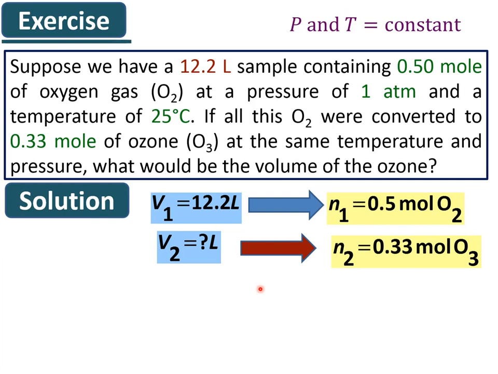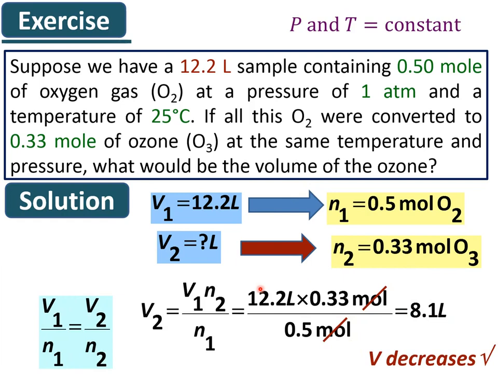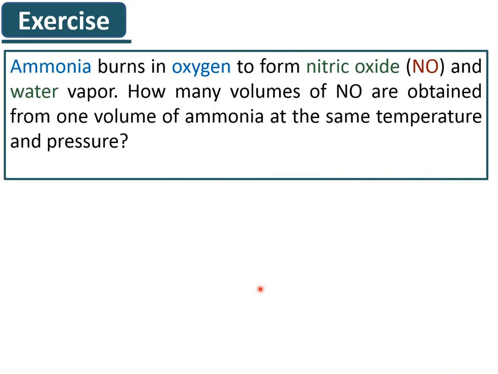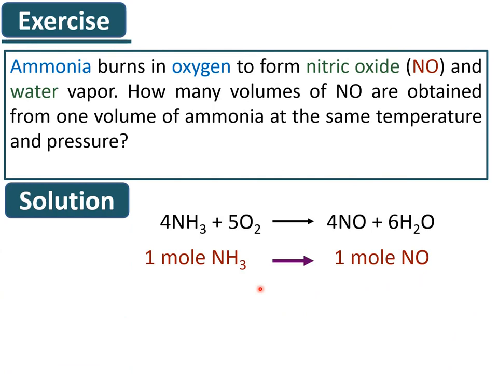Another example: ammonia burns in oxygen to form nitric oxide, and this is the equation. It is asking how many volumes of NO are obtained from 1 volume of ammonia. According to the stoichiometry, 1 mole of ammonia will give 1 mole of NO. So if you have, at constant pressure and temperature, 1 volume of ammonia, this will give 1 volume of nitric oxide.